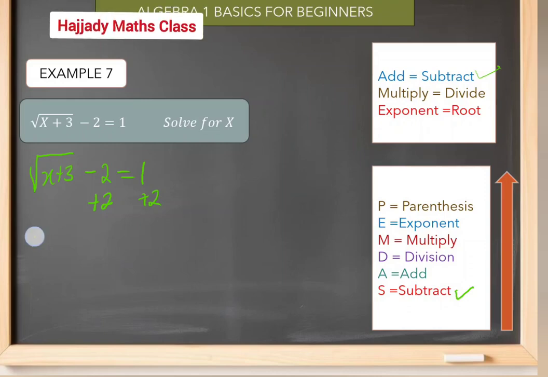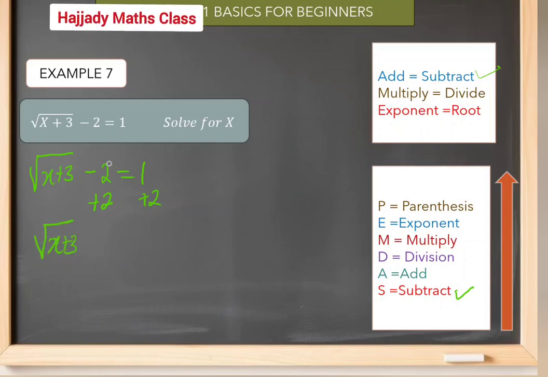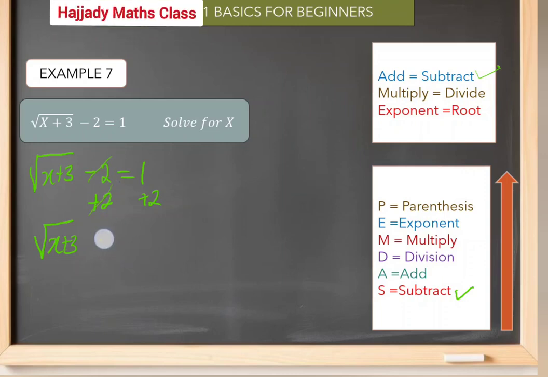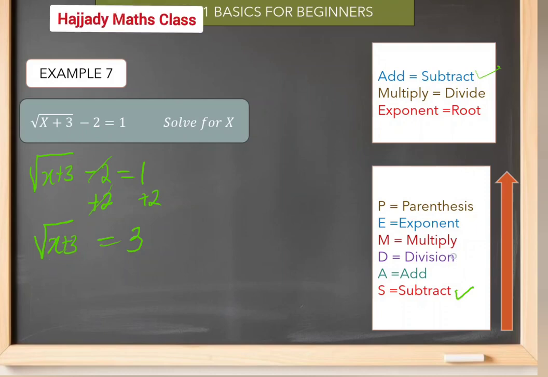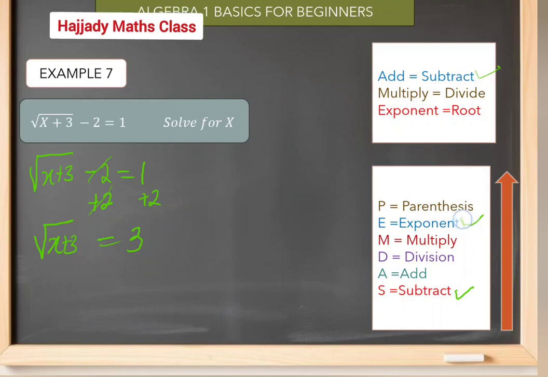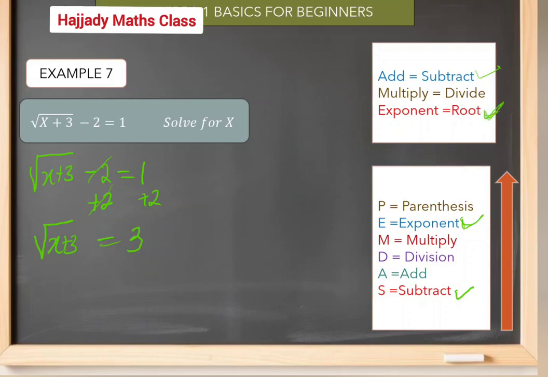Now we have the square root of x plus 3, minus 2 plus 2 cancel out. 1 plus 2 gives 3. Do we have addition? Yes, we do, but it is inside the root, so we don't deal with that. Do we have division? No. Multiplication? No. Do we have exponent? Yes, we do. If you have exponent, what do you do? Exponent to square root. This is what we have.